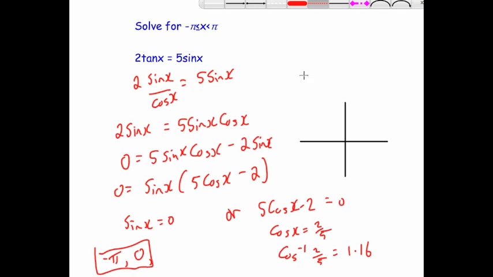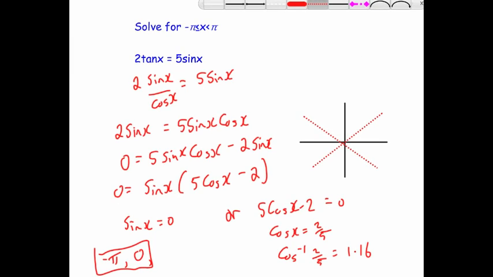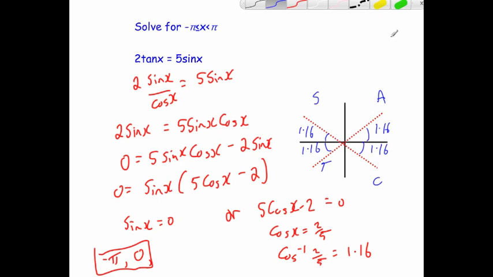Now let's draw our CAST diagram. Just drawing it and labeling it: C, A, S, and T, and 1.16 in each quadrant. Now, we're going for the quadrants where cos is positive, so that's this quadrant and this quadrant. Okay, so we've put our 1.16 onto the diagram.